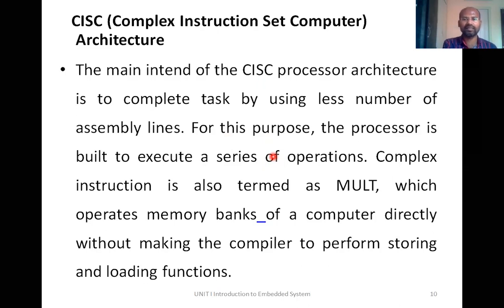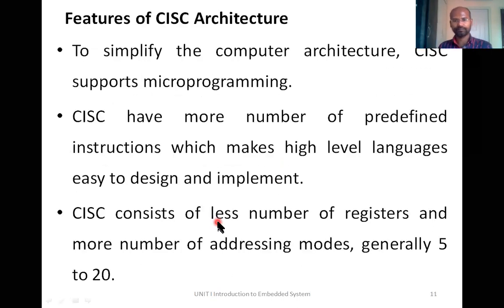In the control unit, this big add instruction is split into smaller instructions called microcode. Okay, microcode, and they are stored in a memory that is called microprogrammed memory, or it can be implemented in hardwired form. Okay, hardwired. Next, a feature of CISC architecture: to simplify the computer architecture, CISC supports microprogramming.